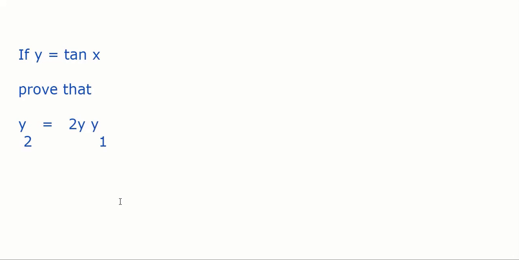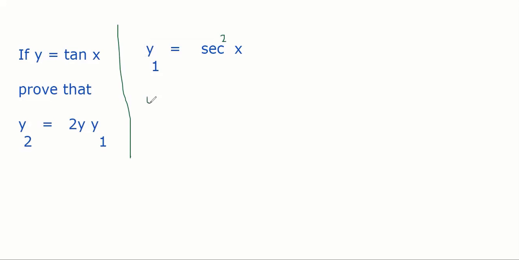Who will solve this one with me? Nitish, you want to try with me? So y equal to tan x. Y1 is the first derivative, right? It is secant square x. Let me write secant square x this way. So y1 is secant square x. This is a standard form.